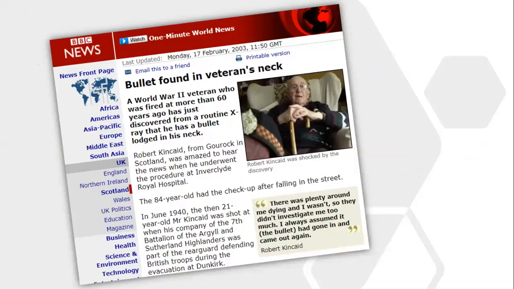He was shot at during World War II, but he assumed that the bullet went in and came out, and he was just so relieved that he was alive and seemingly well that he never bothered to have the bullet wound in his neck checked out. Now, 60 years later, it was discovered that the bullet was still lodged in his neck, but he never experienced any pain from it. So again, tissue damage is not equal to the pain experience.